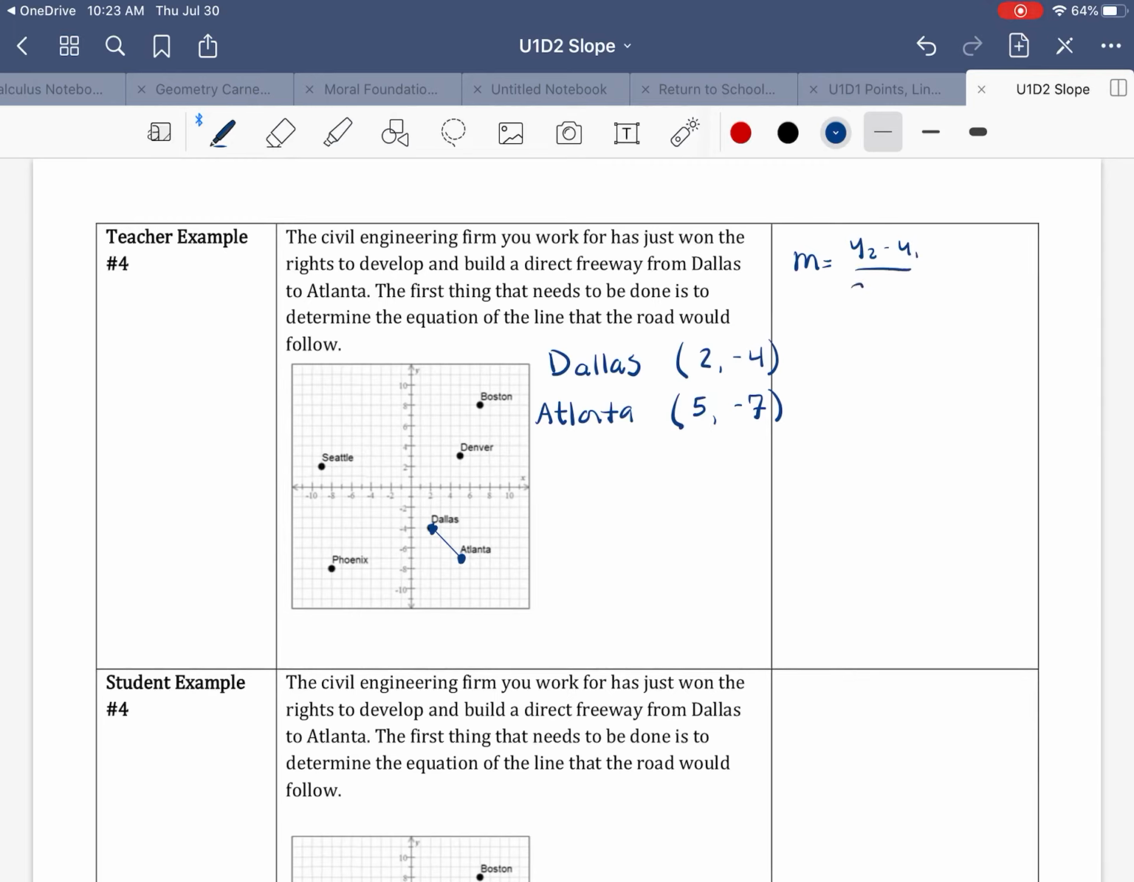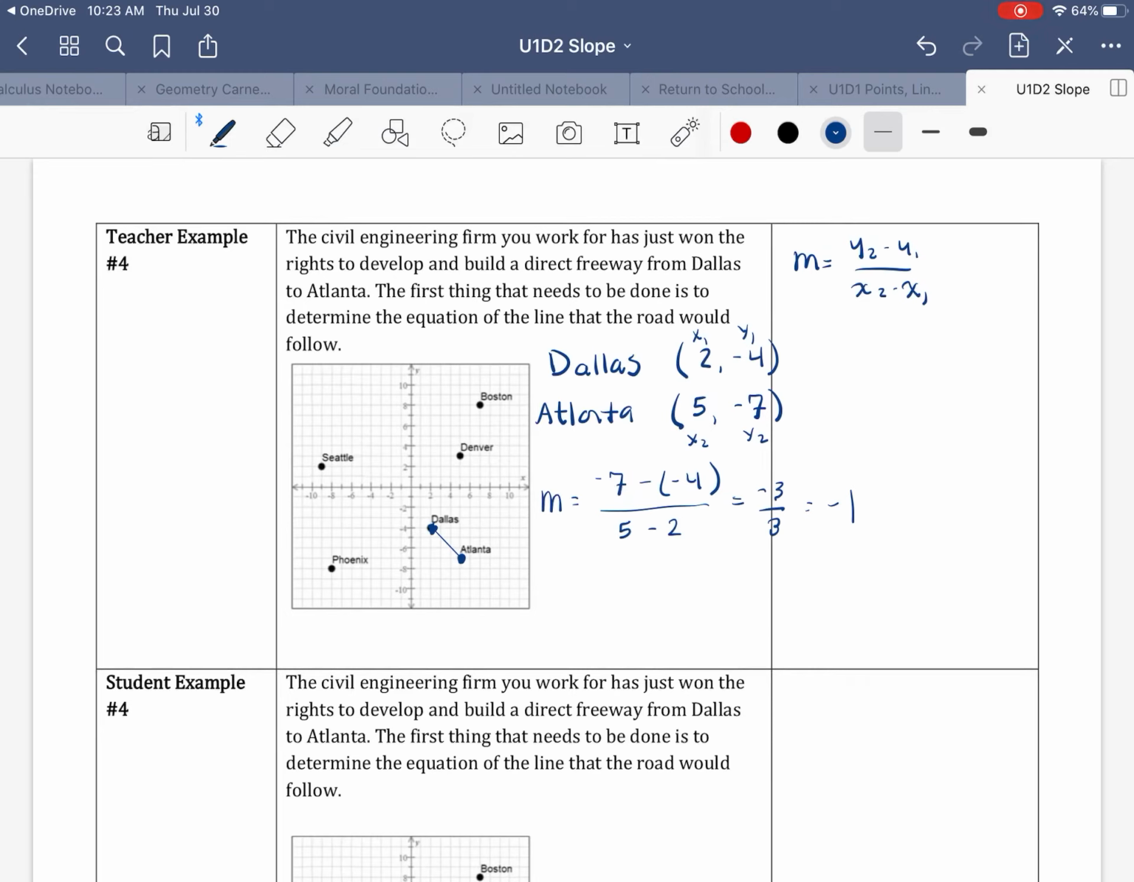So y2 minus y1 over x2 minus x1. Sorry, x1, y1, x2, y2. So if we plug it into that equation, we get -7 minus -4 over 5 minus 2. And we're going to simplify that. We get -3 over 3, which is -1. So we know that our slope here is a -1.